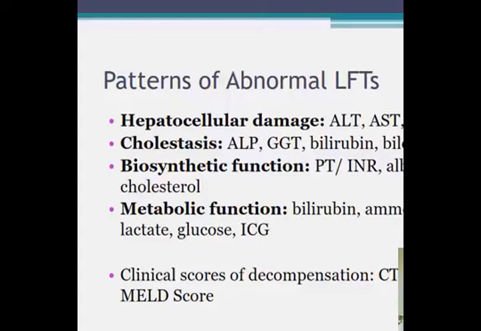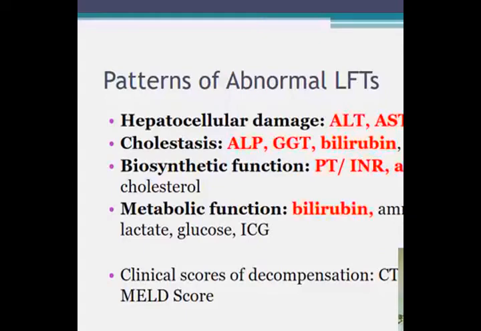For the metabolic function, bilirubin, ammonia, lactate, and glucose help us in making a diagnosis. Clinical scoring of decompensation, that is the Child-Pugh score and MELD score, helps us in making our clinical or therapeutic interventions according to the disease and the stage of the patient.